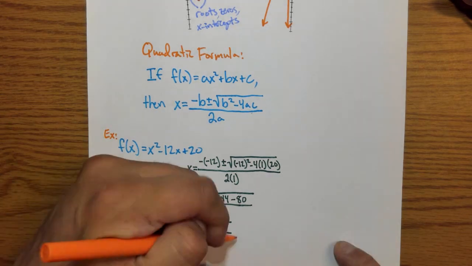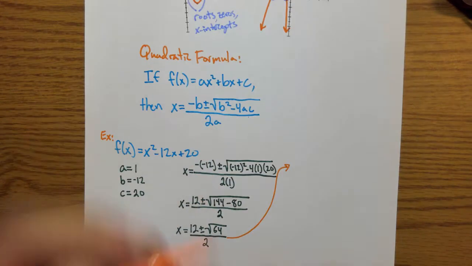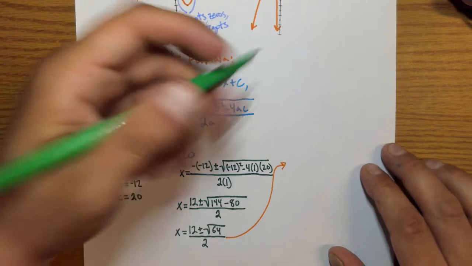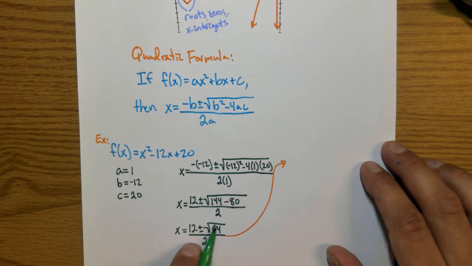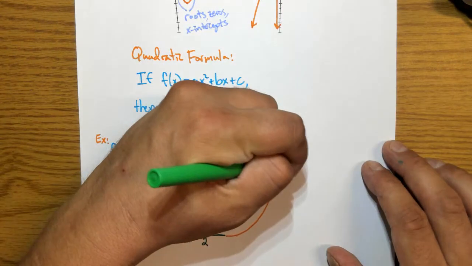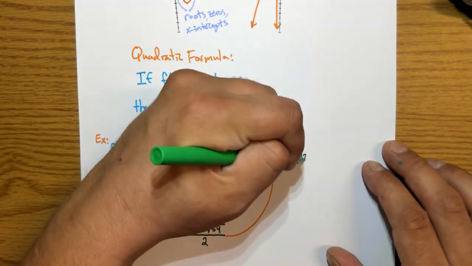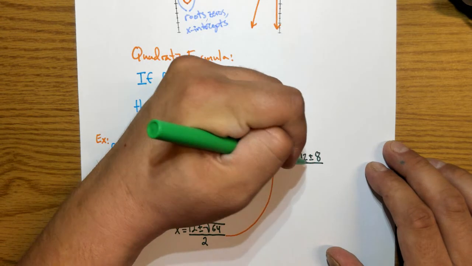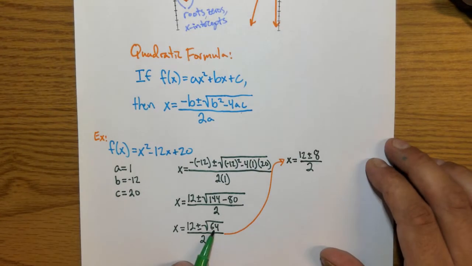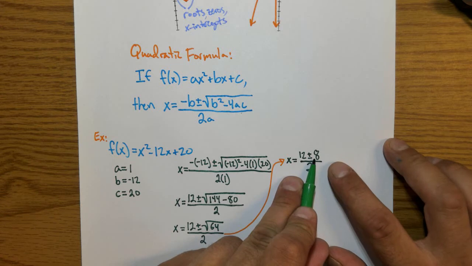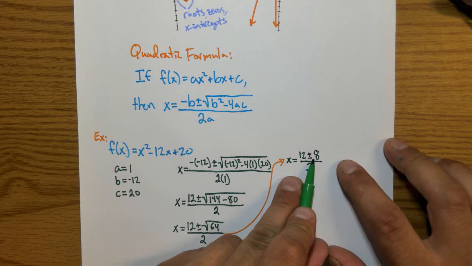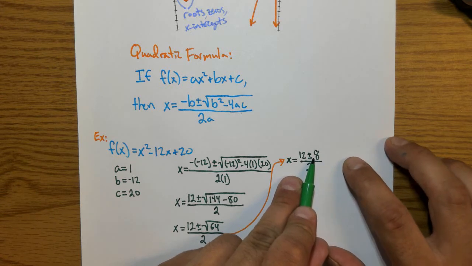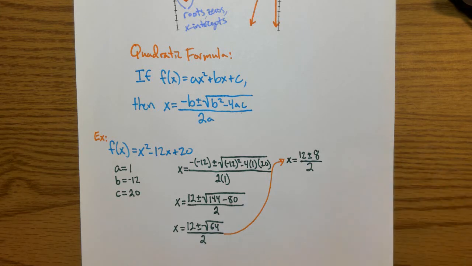So I'm just going to draw a little arrow here and go back up to the top. Let's take the square root of 64. And the square root of 64 is 8. So x equals 12 plus or minus 8 divided by 2. Now make sure after you take your square root, you get rid of your square root symbol. Make sure you get rid of the radical. You don't want to keep it there, because if you keep it there, it means you still need to take the square root, which we already did.